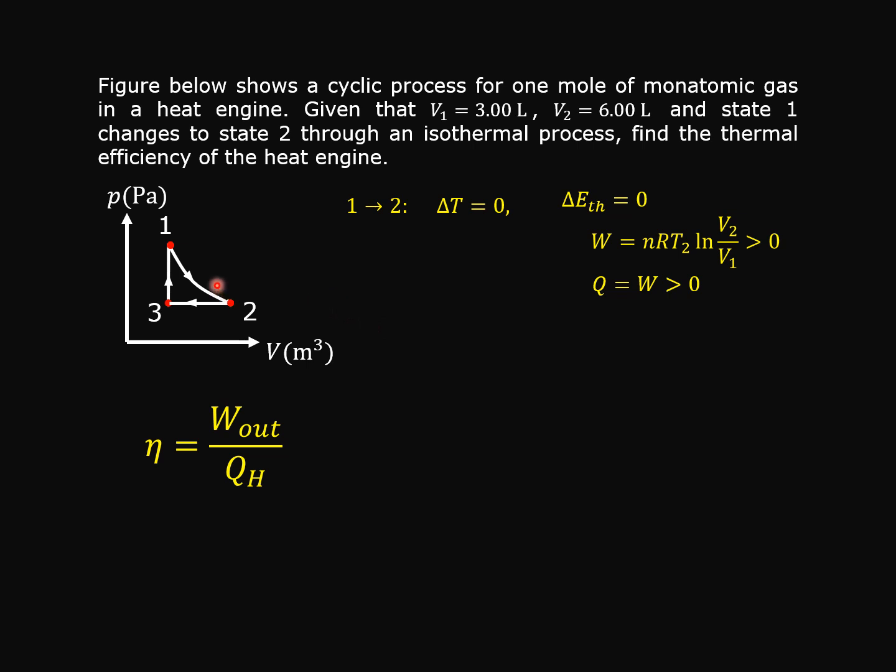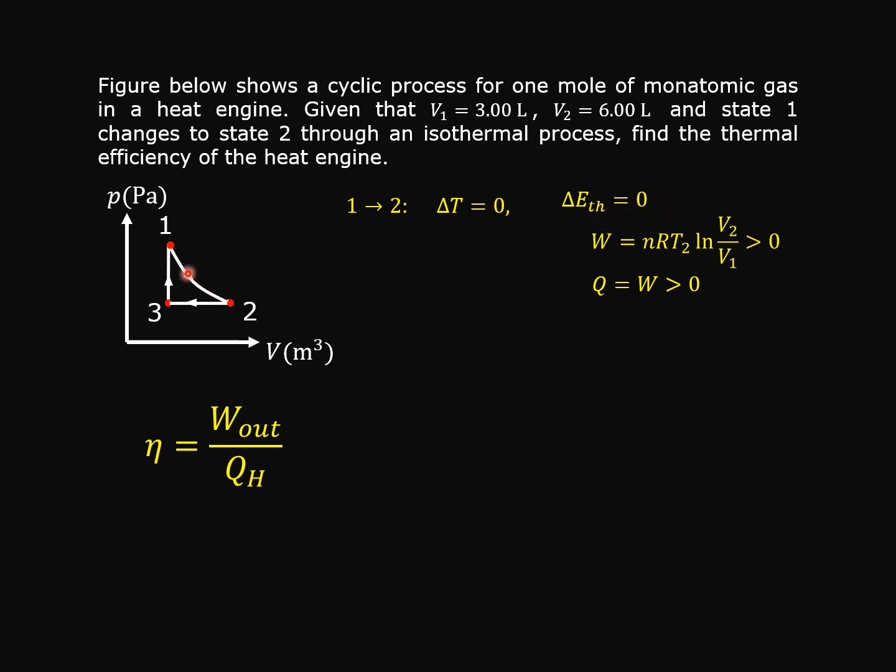We start from the process when the state changes from 1 to 2, which is the isothermal process, because from 1 to 2 the temperature doesn't change. So we know that the internal energy change when the state changes from 1 to 2 is equal to 0, because the internal energy of the gas depends on the temperature T. If the temperature remains the same, therefore the internal energy of state 1 and state 2 also remains the same. So delta E_th equals 0.